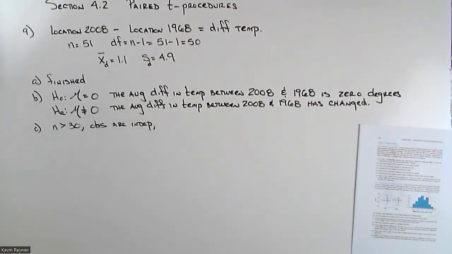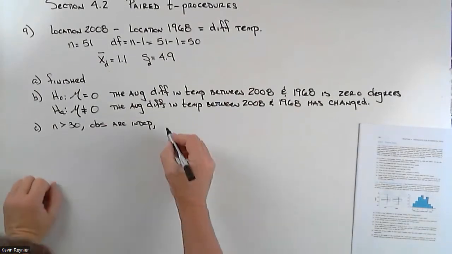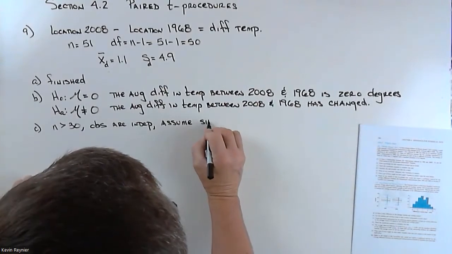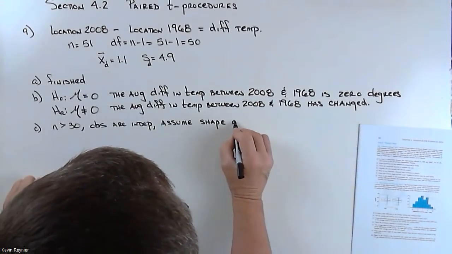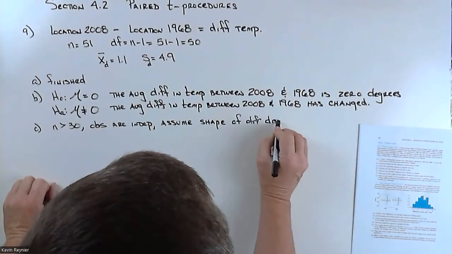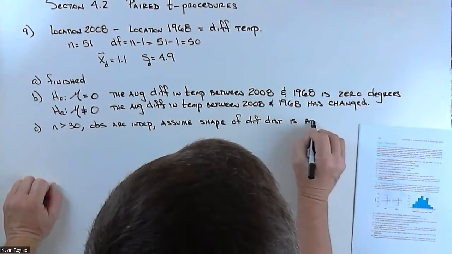And we need to know about the shape of our distribution, right? The shape of our data. They don't give us any information about that. They didn't give us a histogram to look at. They didn't give us a box plot. They didn't give us a stem and leaf graph. They didn't give us the data so we could build those things. So because we want to proceed and finish the problem, we're going to have to assume that the shape of the distribution is approximately normal.